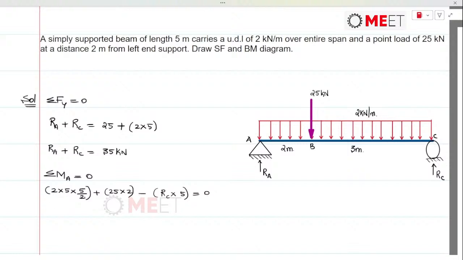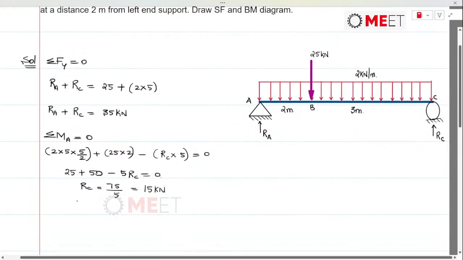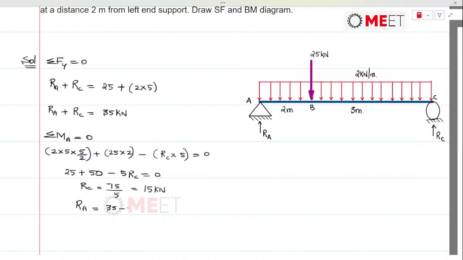So 2 fives are 10, and 5 by 2 is 2.5. So 10 into 2.5 is 25, and 25 twos are 50. So 75 is equal to 5 times RC. So RC will be equal to 75 by 5, that is 15 kilonewtons. And if we compute RA, RA will be equal to 35 minus 15, which is 20 kilonewtons.